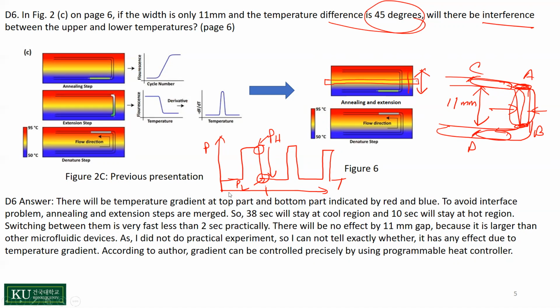The same phenomenon will happen if fluid goes in the opposite direction, from D to C. The fluid will not stay in region B to A for more than 1 second. From here you see low pressure to high pressure. The fluid will not stay a long time here. So in this way we can avoid the interference problem.